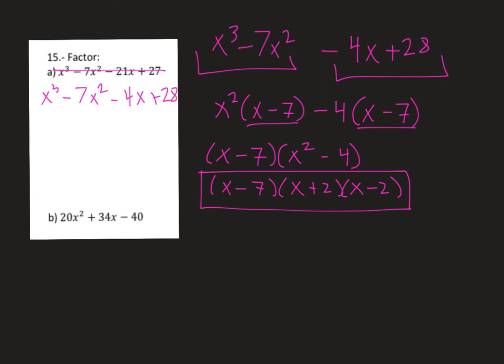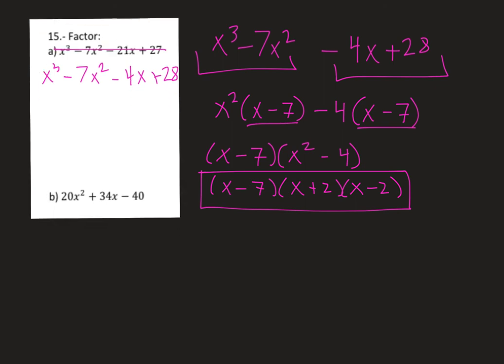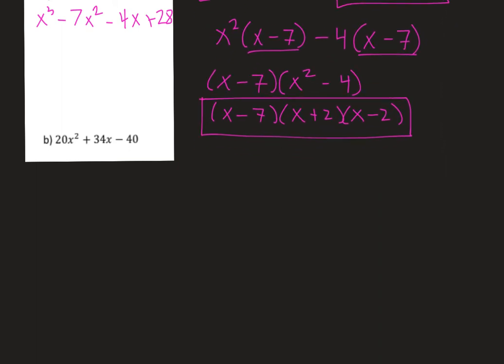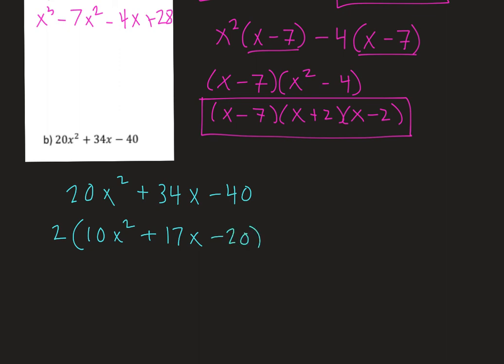Now on B, here, it's a little bit harder. So we're going to start this one by looking for a common factor through the entire problem. In this case, between 20, 34, and 40, there is a common factor of 2. So I will want to make sure I factor that common factor out. So 34 divided by 2 is 17x minus 20. So I pull that common factor out.